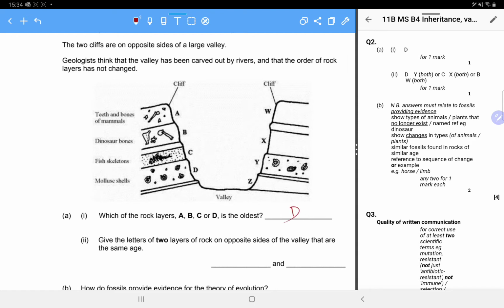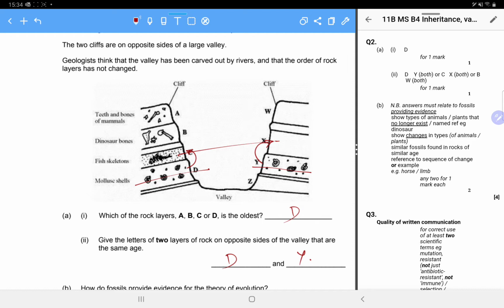Give the letters of two rock layers on opposite sides of the valley that are the same age. Well, there's a really obvious one here. You can see that the mollusk shells here are level with the mollusk shells here, and so D and Y would be an obvious one. You can see on the mark scheme on the right hand side it says or C and X or B and W. The reason that C and X would be right is that they are one layer above D and one layer above Y, so they must be the same.